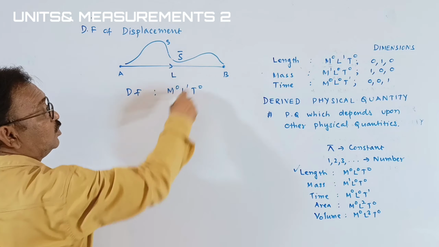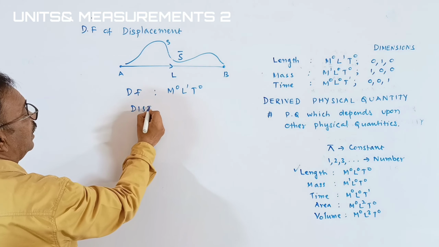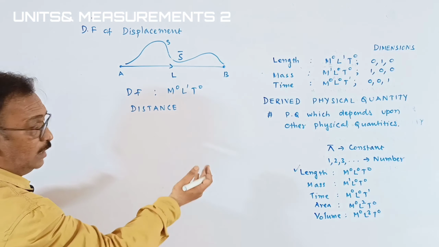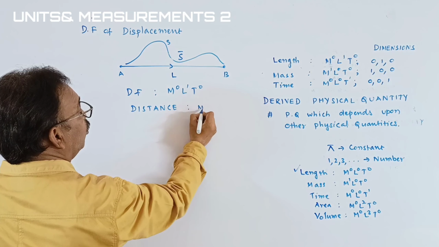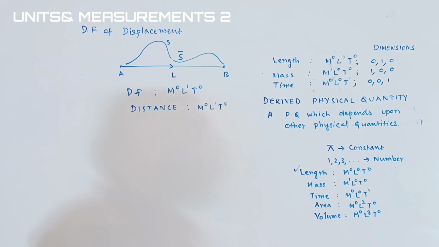Okay, it is the distance, students. Here we are writing the dimensional formula of distance. Distance has the same dimensional formula since both are lengths. That is M0 L1 T0. Okay, students, we covered the displacement.